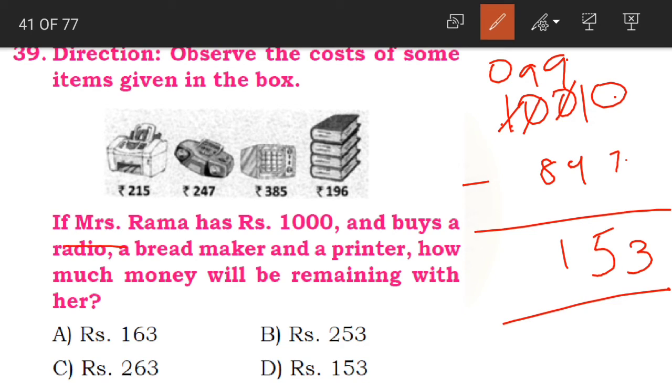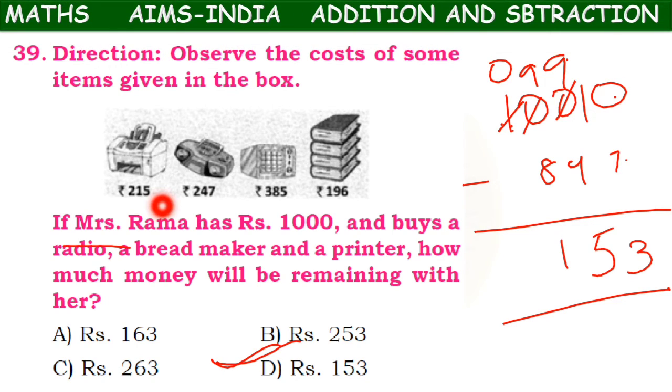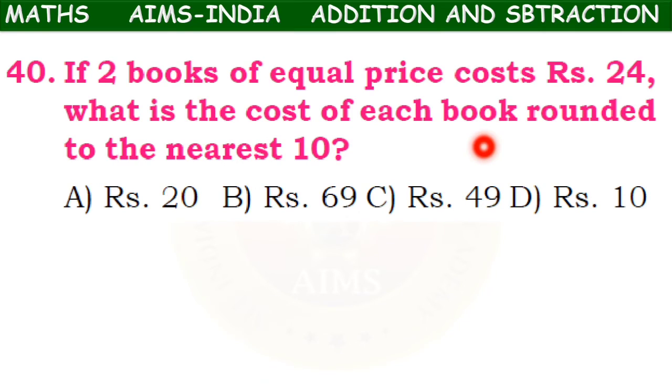What is she left with? It is Mrs. Rama. So what is she left with? She is left with option D, 153 rupees. Yes, here we have done addition and subtraction together. Addition to find out the total cost and subtraction to find out the money left.